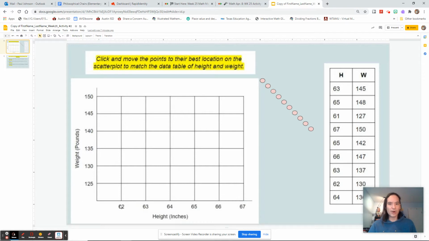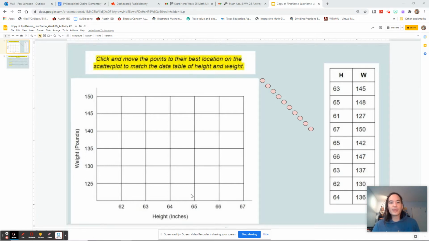As you can see, the origin on this is not 0, 0. Scatter plots can start in random places. As you can see, this one starts at 62. This one starts at 125. It's because if you look at the data, our smallest number is 61, so it's probably going to go somewhere between right here and right here. And then our largest number on our input side was 67, so that's why 67 is up here. Our smallest number on our output side looks to be 127, so I think that's why they started around 125.